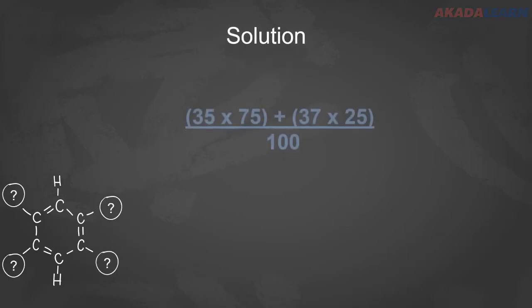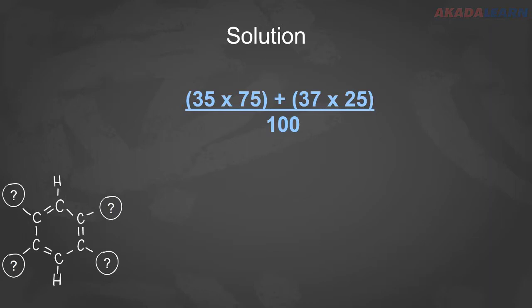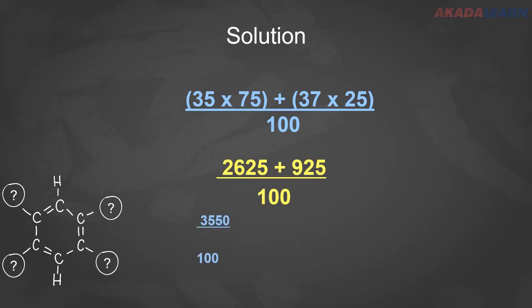Solution. We multiply the masses by their percentage abundance. So 35 times 75 plus 37 times 25, all divided by 100. This will give us 2,625 plus 925 divided by 100. Going further, that will give us 3,550 divided by 100. And if we do that, our final answer will be 35.5. That will be the relative atomic mass of chlorine.